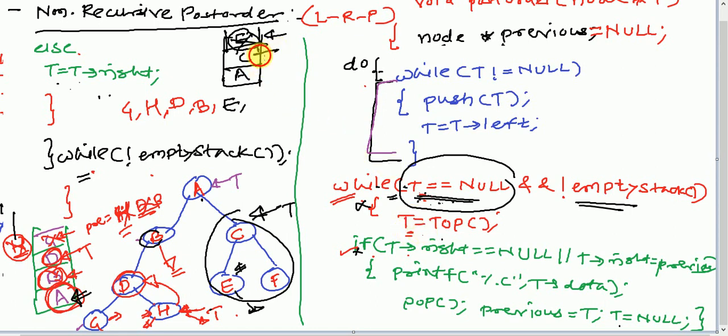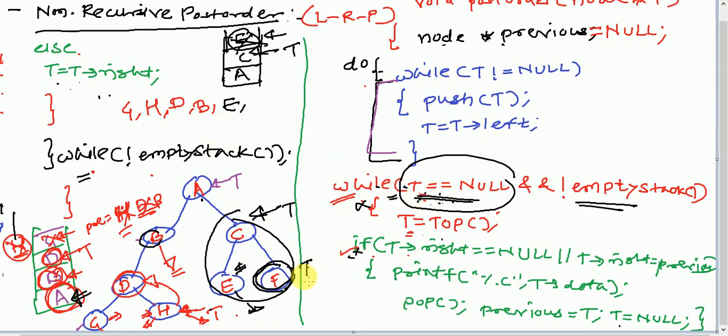Currently at the top there is C. We are marking it as C. Does C of right is null? No. Does C of right is previous? Previous is E, and now currently it is F. So this will not hold true. Then else go to C of right. So we are going to F. So our T is at F.